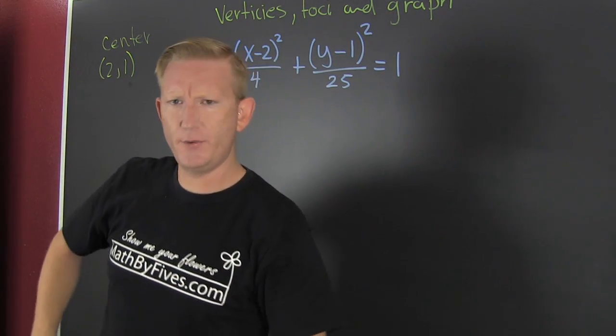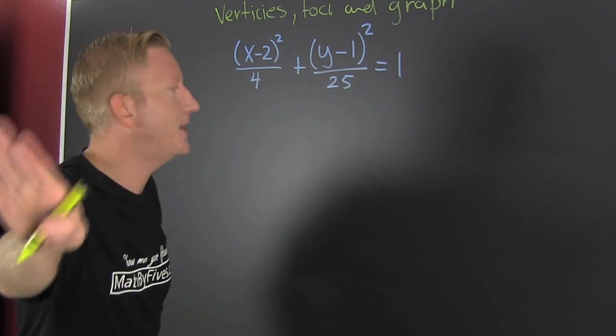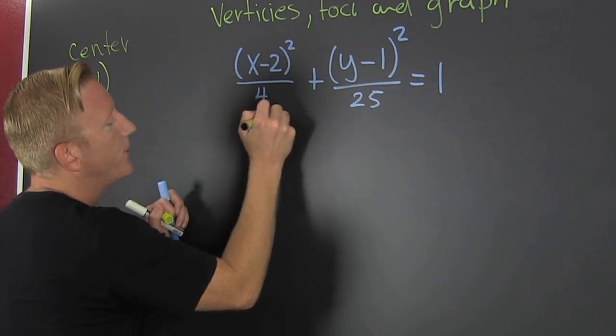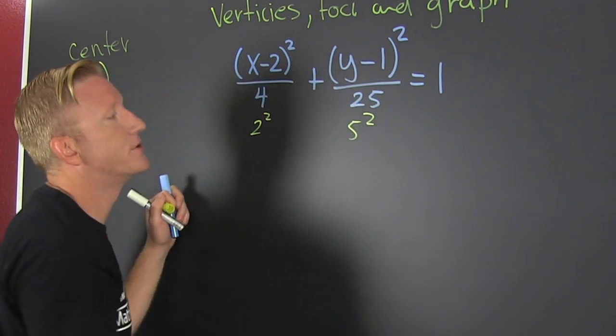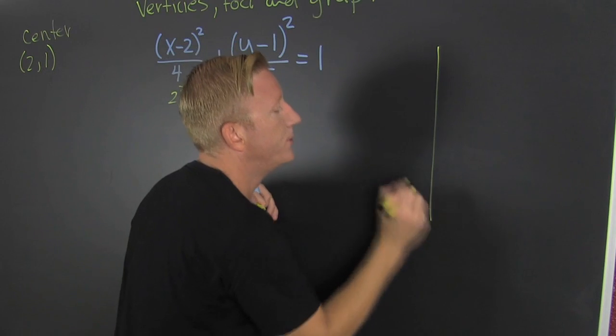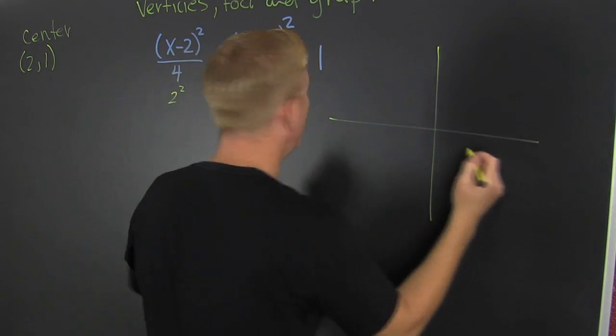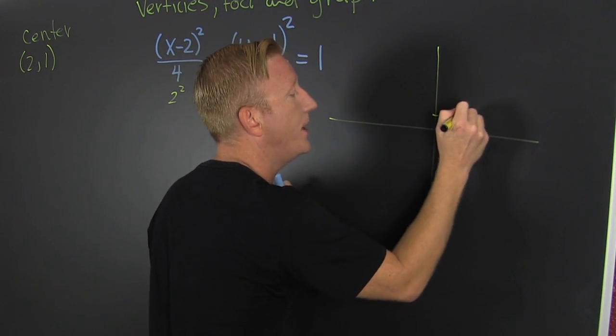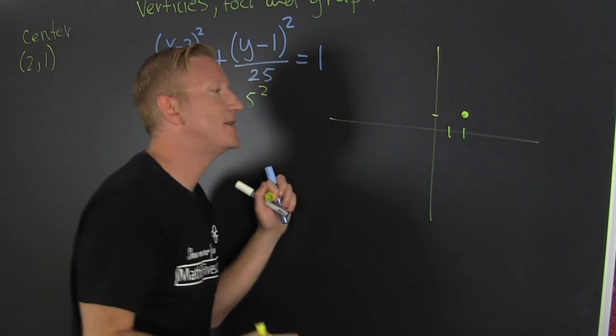Should we find the foci? We should. It's the right thing to do, and we will, but not now. This is 2 squared. That one's 5 squared. So if I'm going to graph that, I go to that point. Boom. Bam. 2, 1. And I put a dot because that is my center.